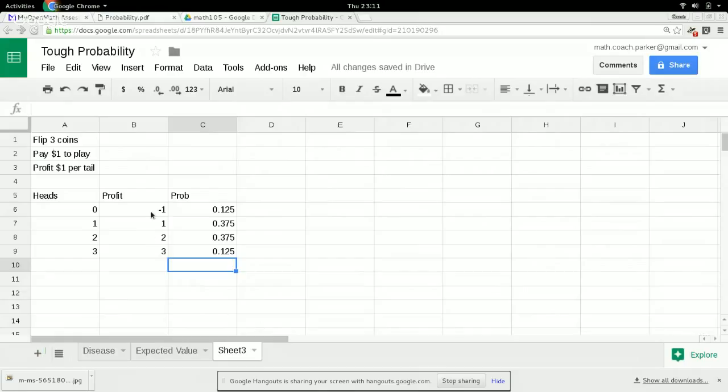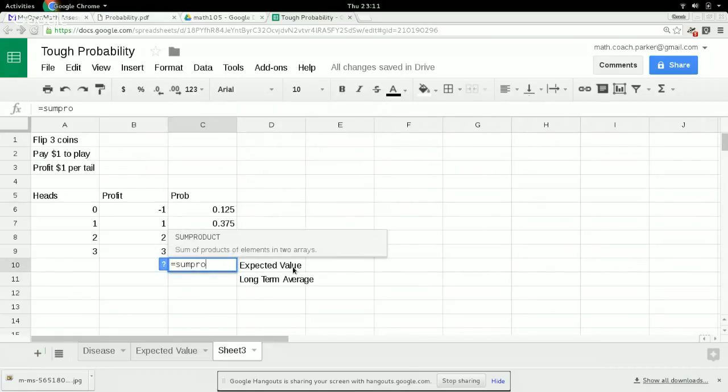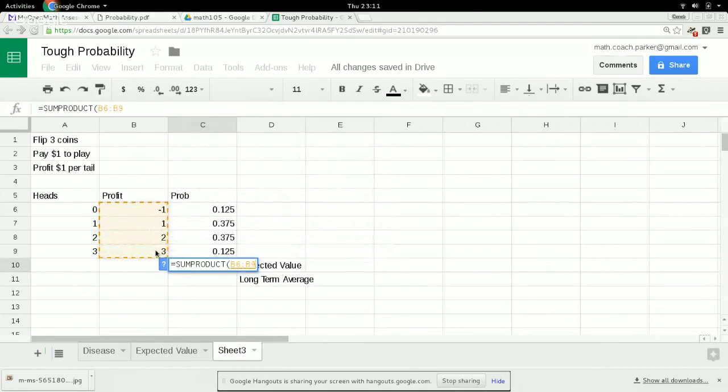Then what I just need to tell the computer is to give me the sum product of these, the weighted average. And that's what's called an expected value. Expected value is a long-term average. So to do so, I just say, hey computer, what is the sum of the products of these two columns, profit versus their chance?